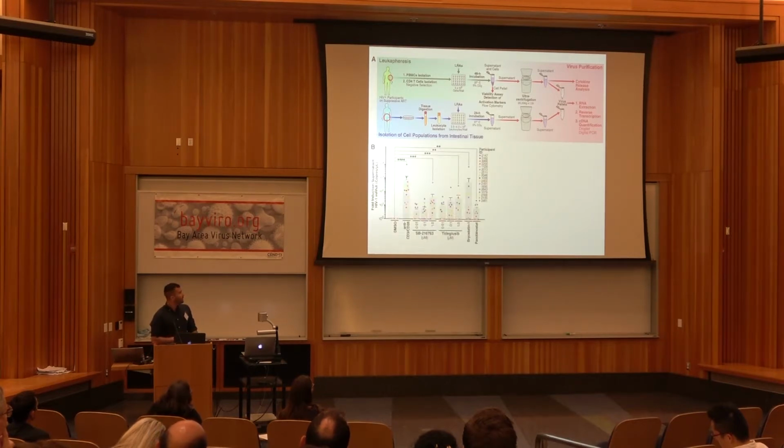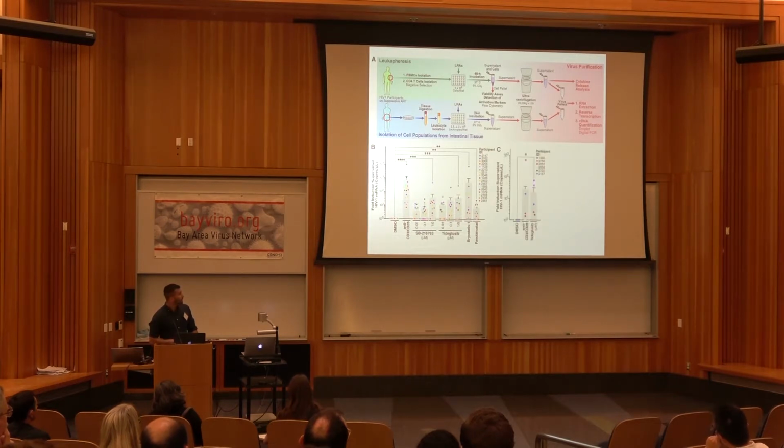So here you see the results of the latency reversion in CD4 T cells from blood. This is the amount of virus released in the supernatant. DMSO is our negative control. Anti-CD3/CD28 is our positive control. And these are the different LRAs that we used. So you see the two GSK3 inhibitors at 1 micromolar induce almost 40-fold more virus than the untreated control.